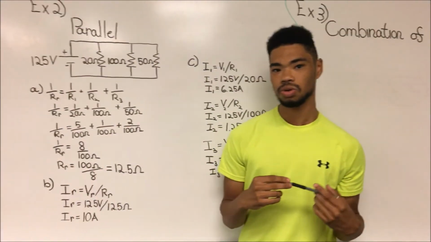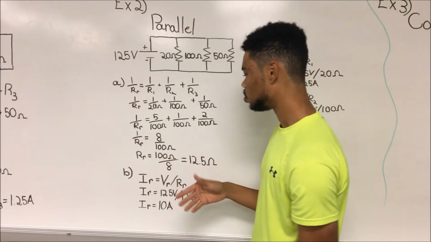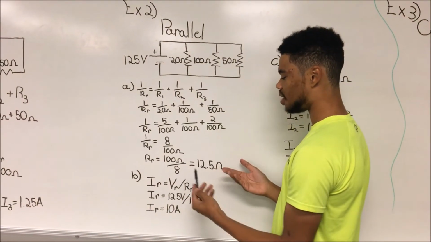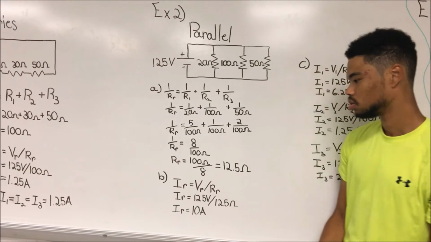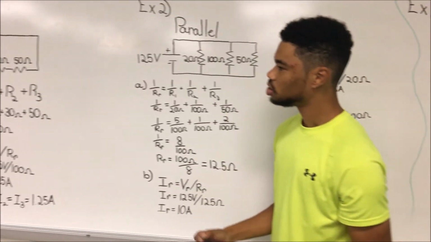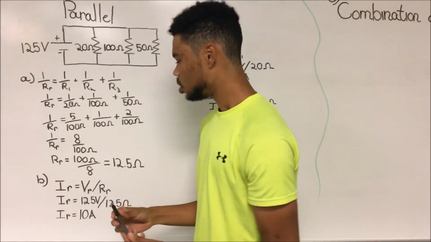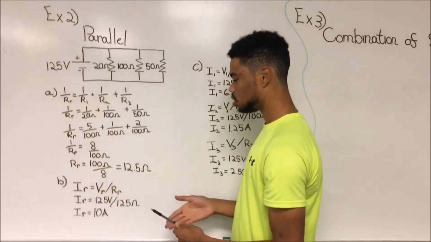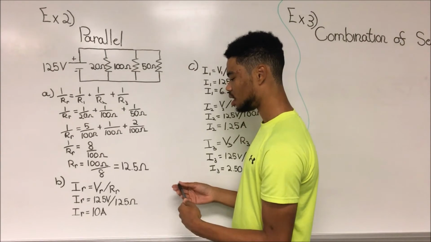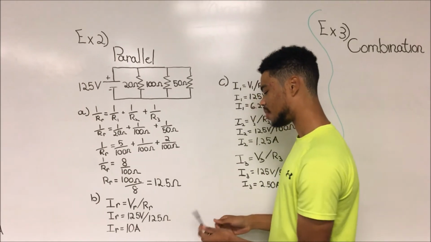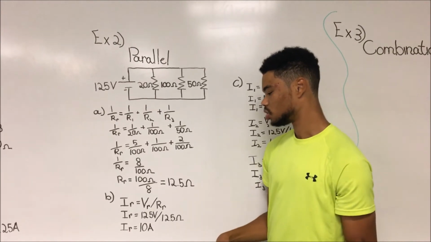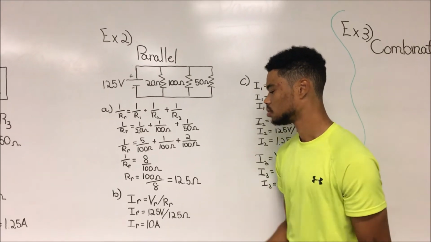Now to find the total resistance, you do the reciprocal. So it'll be 100 ohms divided by 8, which gets your total resistance, which will be 12.5 ohms. Now, to find the total current from the power supply, you do current equal to voltage divided by total resistance, which is 125 volts divided by 12.5 ohms, which means your current will equal 10 amps.